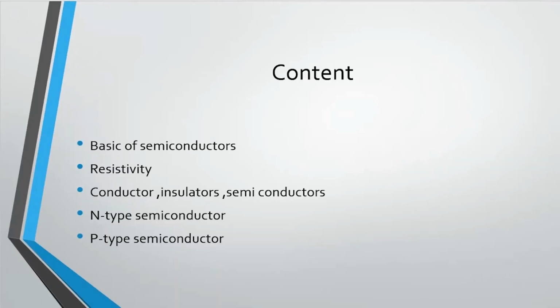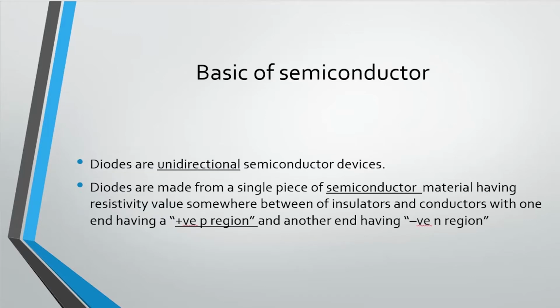What we will be seeing today in this topic is basics of semiconductors, resistivity, how to define resistivity, there is a resistivity chart in it, conductors, insulators, and semiconductors. These are the three kinds of material which depend on resistivity, and n-type semiconductors and p-type semiconductors. Moving on to our first topic, basics of semiconductors.